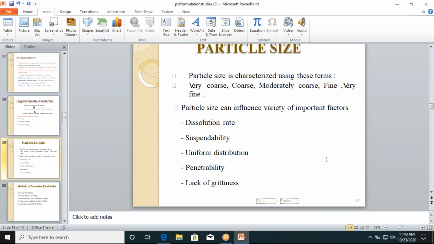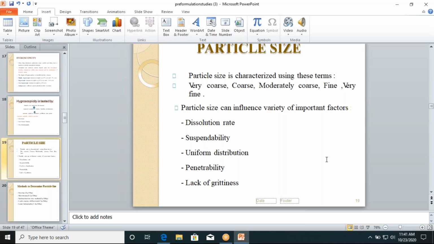So the particle size is very important because it will influence various other factors of a drug: the dissolution rate of a drug, suspendability, uniform distribution of the particles, penetrability of the particle, and there should be a lack of brittleness. So all this will depend upon the particle size of the drug. That is why it is very important to characterize the particle size.